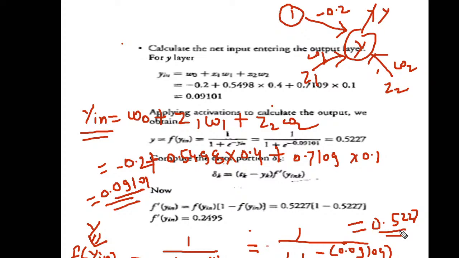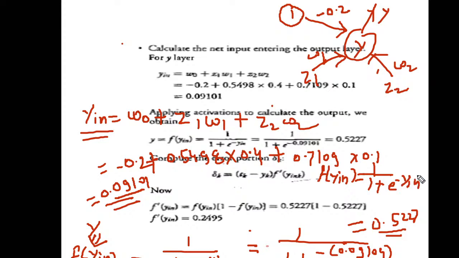Now in a backpropagation neural network, we will also require its derivative. Since the activation function is of the form 1 upon 1 plus e raised to minus x, the derivative of this f of y in can be calculated as follows: f of y in is 1 upon 1 plus e raised to minus y in.